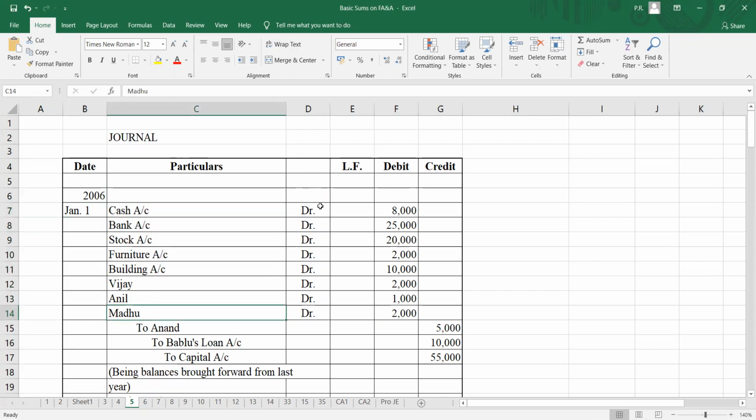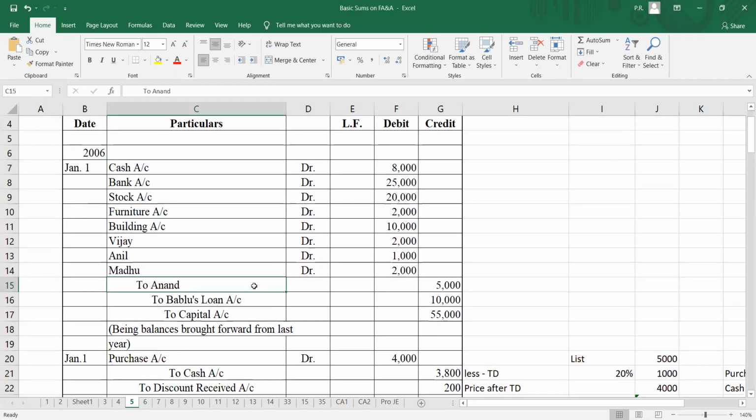If these are debited, then what is credited? For that, the sum says the following things are credited: Anand, Bablu account, Bablu's loan account, capital account, all are given as credit balances. So we'll say that all these debit balances are debited to all these credit balances, to Anand account, to Bablu's account, to capital account. Now let us check over here. The total of debit is 70,000, and the total of credit is also 70,000. So my entry is complete.